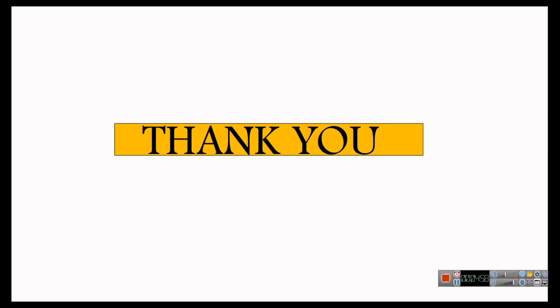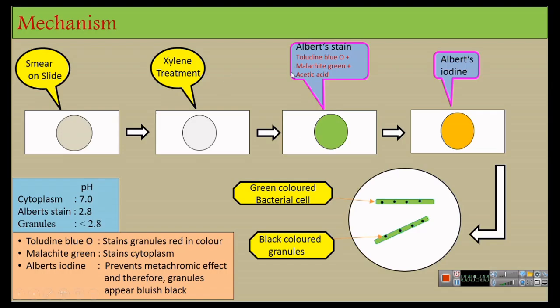Already I have told you that Albert's stain contains two important stains, that is, one is toluidine blue O and another one is malachite green. Both of these stains are basic stains. But Albert's stain also contains acetic acid. Due to the presence of acetic acid, the pH of Albert's stain is acidic. That means it is 2.8, but the pH of cytoplasm is 7. That means it is near to neutral.